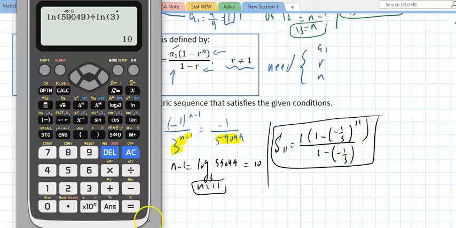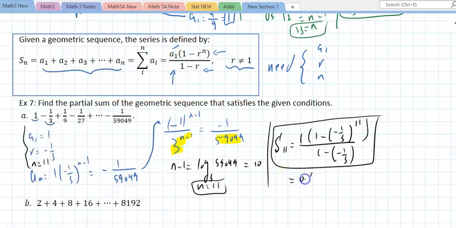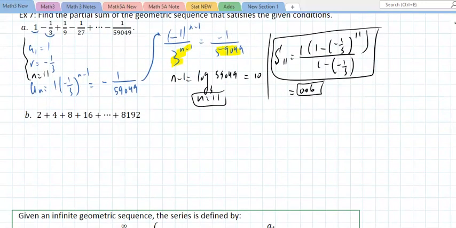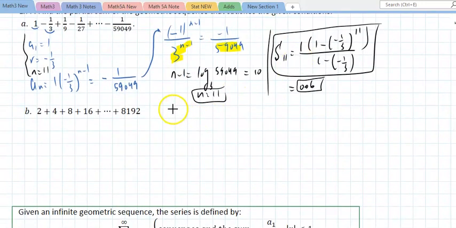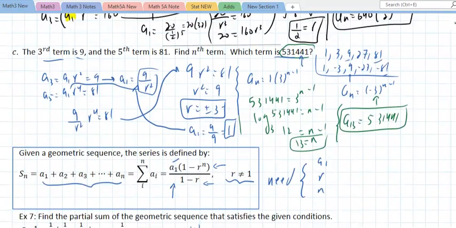I could plug this in a calculator and say, well, okay, that is 1 minus a negative 1/3 raised to the 11, and divide that answer by 1 plus 2/3. And there it is, 0.6666, whatever that is. Of course, you could leave it as a fraction if you wish. You could work it out a bit more.